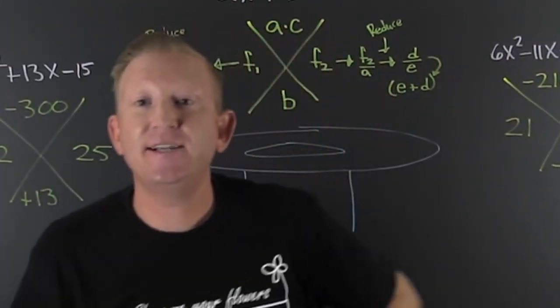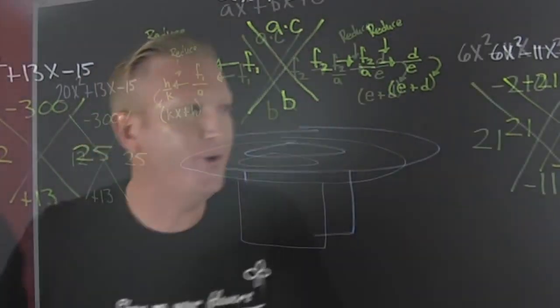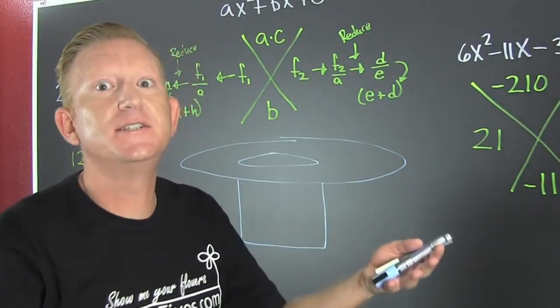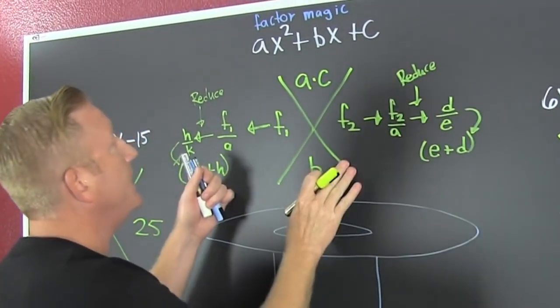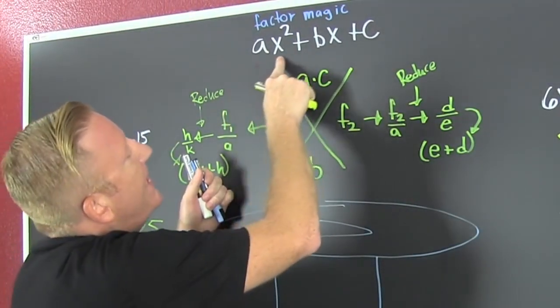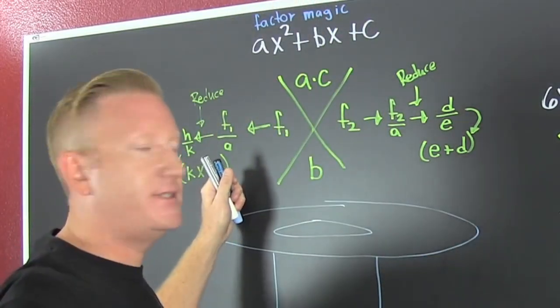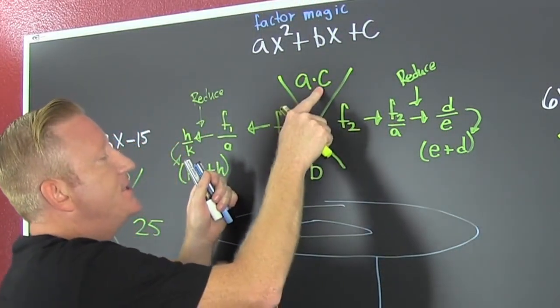We're factoring by magic. This is a relatively new process on the scene. So, what do we mean when we're factoring ax squared plus bx plus c? We're factoring by magic. The first thing we do is take the product of a and c.